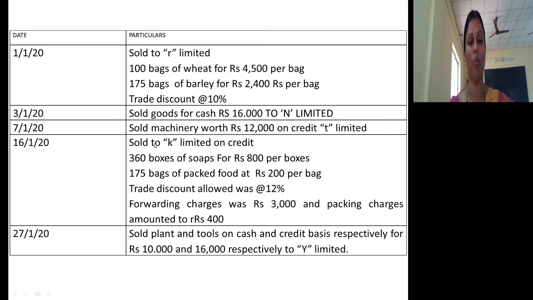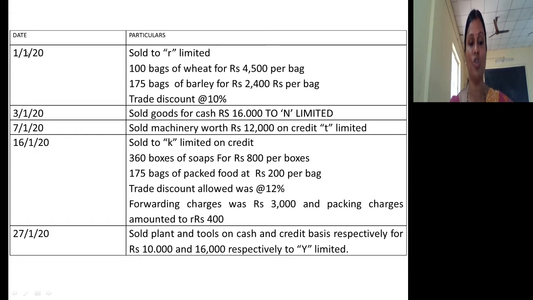So let me take a problem on the sales book. Look at the first transaction on 1/1/2020, sold to R Limited, with the goods sold and the trade discount allowed given. On 3/1, sold goods for cash. This was a cash sale, so it will not be recorded in the sales book. Sold machinery: other than goods, so even this transaction will not be recorded. Sold to K Limited on credit, so this will be recorded. Sold plant and tools on cash and credit basis: you sold things other than goods, so this will not be recorded. So the 3rd, 7th and 27th transactions will not be recorded.